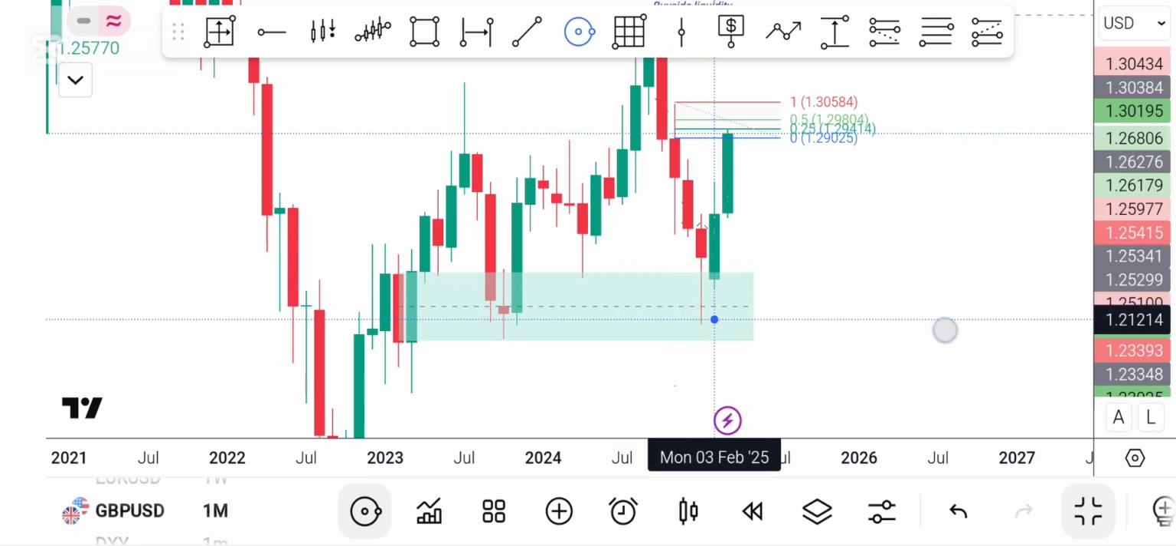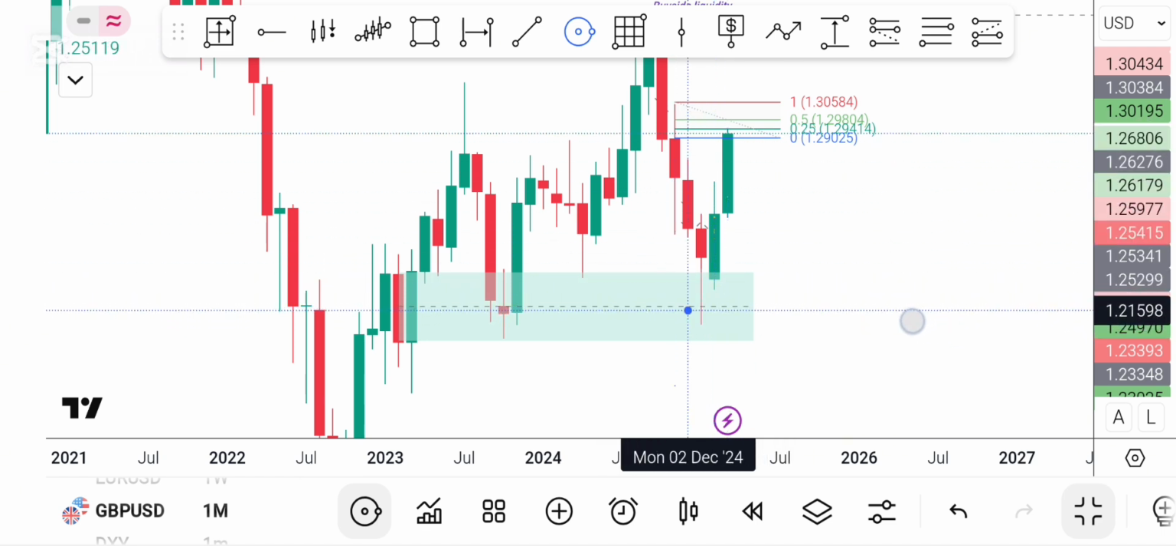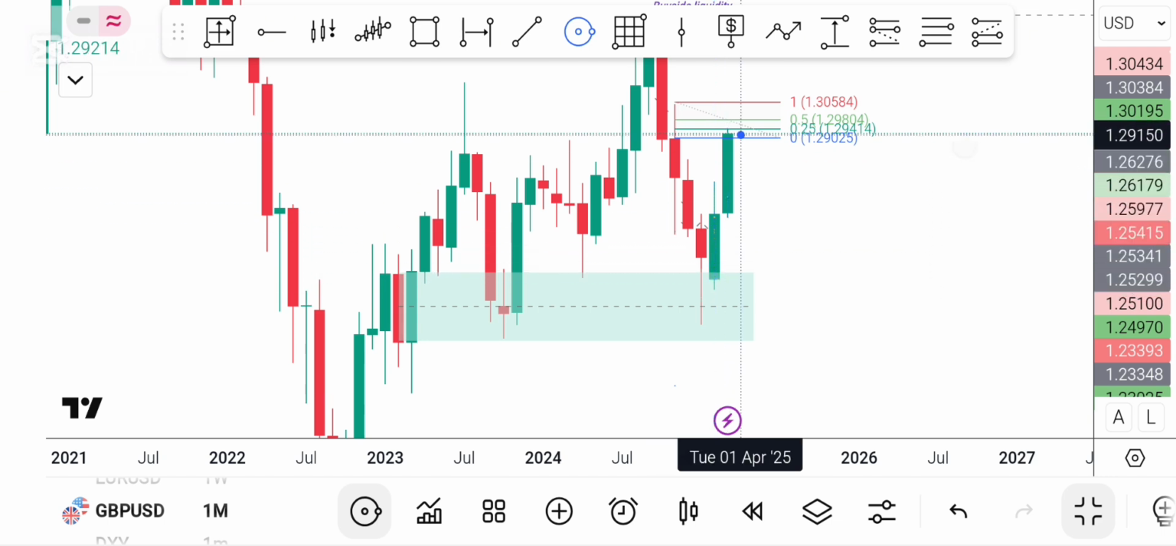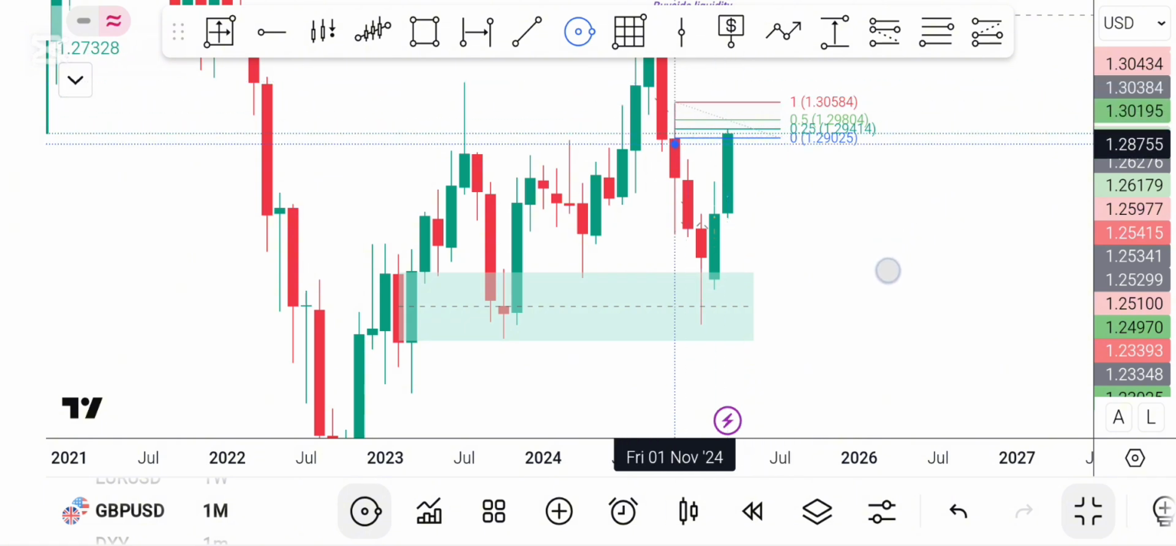You saw our price dropped into the mean threshold of this bullish order block, which is the monthly bullish order block, and then went a bit lower into its lower quadrant, then went above, stayed at its upper quadrant, and then moved aggressively higher into this rejection block right here.